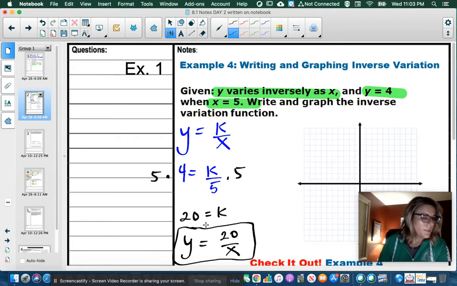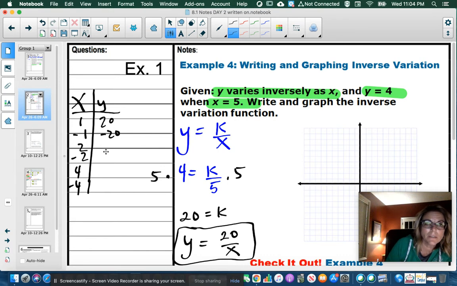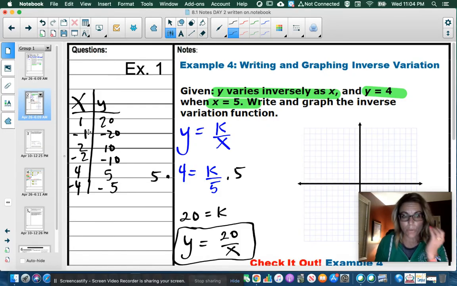Now, this is a hyperbola. To graph this, the quickest way without a calculator is to pick random x values. I picked 1, -1, 2, -2, 4, -4, and it's random. So 20 divided by 1 is 20. 20 divided by -1 is -20. 20 divided by 2 is 10. 20 divided by -2 is -10. 20 divided by 4 is 5. And 20 divided by -4 is -5. Plug in your x values and you'll get your y values.